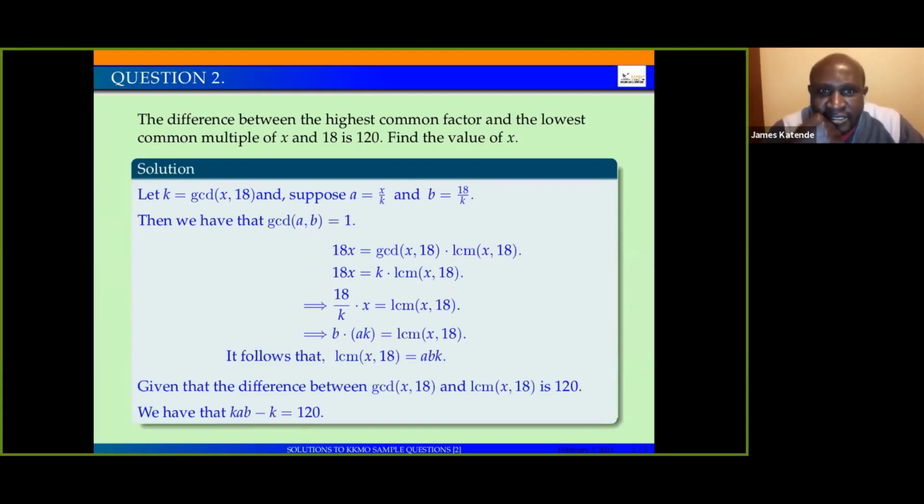So this one says the difference between the highest common factor and the lowest common multiple of x and 18 is 120. So we need to find the value of x. So again, here you'll have to assume x is an integer. Maybe we should have mentioned that in the question. Now, we go to the solution.